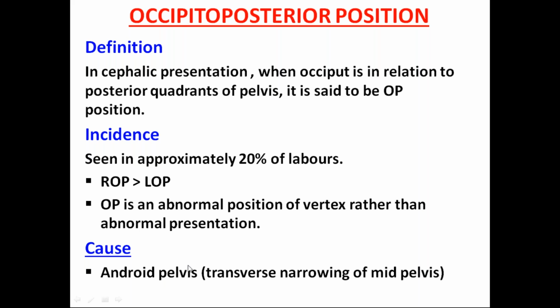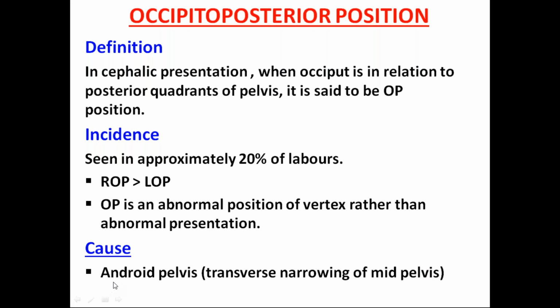So the incidence of occipital posterior position is roughly around 20%. 80% of the vertex presentations are occipital anterior, LOT or LOA. ROP is more common than LOP because of the presence of the sacrum, which discourages the left occipital posterior positions. Then it is an abnormal position but not presentation, right?